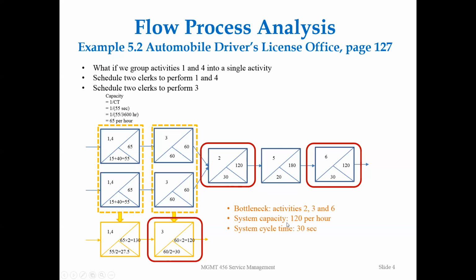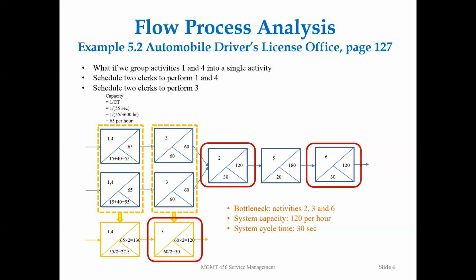So system capacity is equal to the capacity of the bottleneck activity, which is 120 per hour. System cycle time is equal to the cycle time of the bottleneck activity, which is 30 seconds. So that is the second configuration. By doing this, we hire one more person, and at the same time we regroup activities. We have a new configuration. We can double the capacity. In the previous slide, if you recall, it was 60 per hour. Now we have 120 per hour. So we did a few things. We did hire one more person. At the same time, we restructure the process.